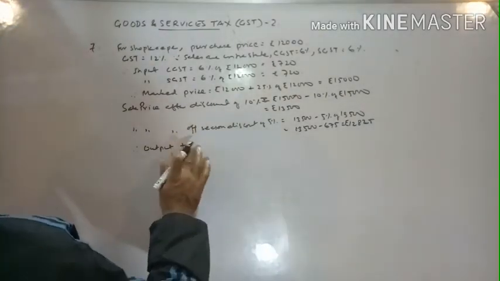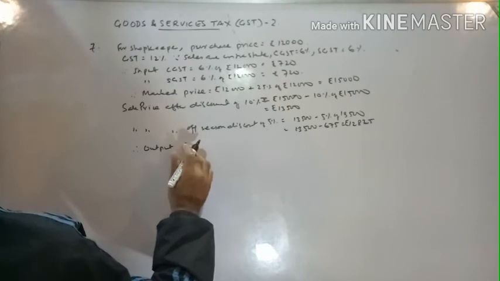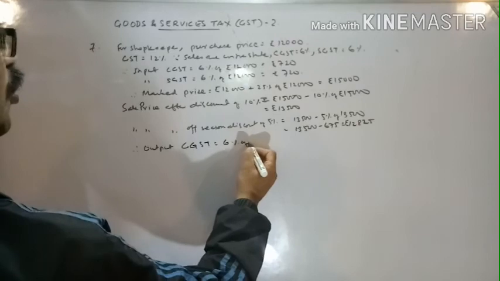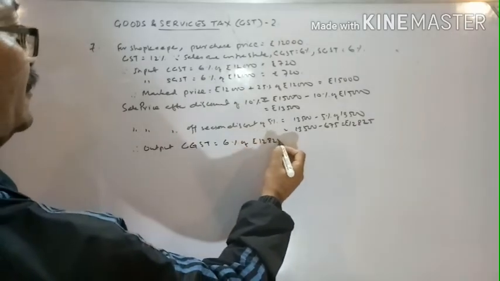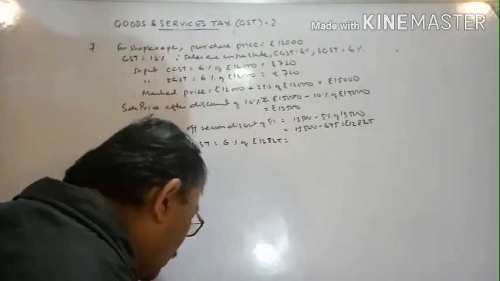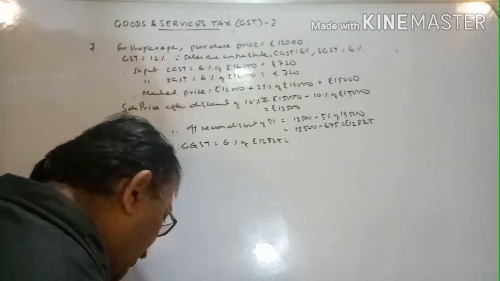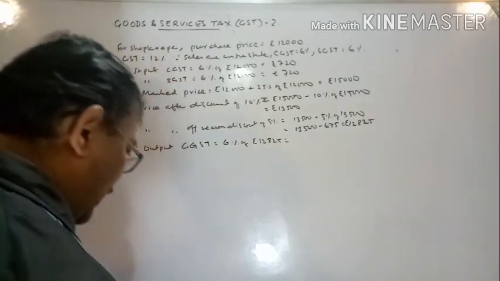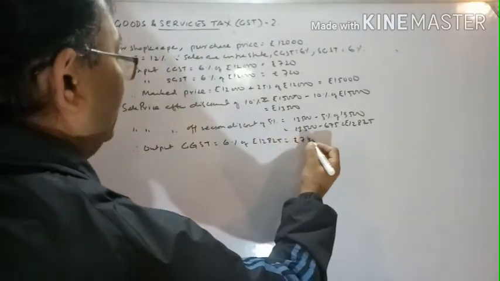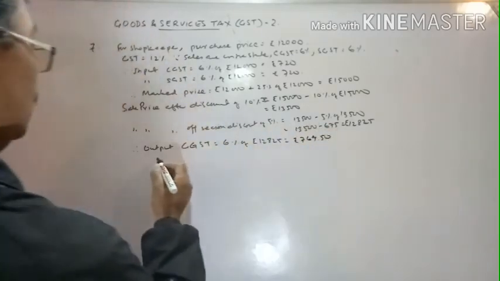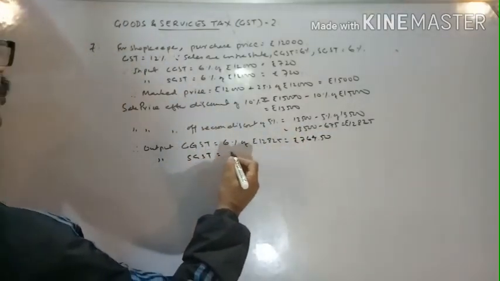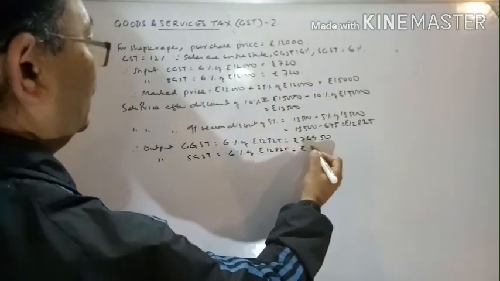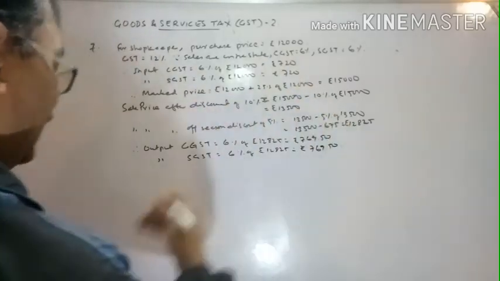So output CGST is equal to 6% of rupees 12,825, so 12,825 into 0.06, that will give you 769.50 rupees. Output SGST is also 6% of rupees 12,825, that is rupees 769.50. Okay, this is done.